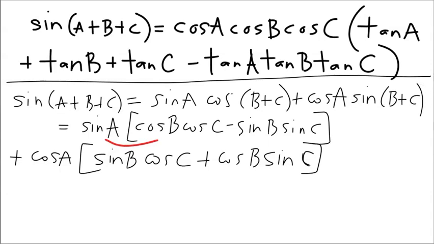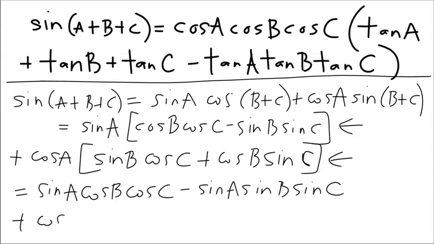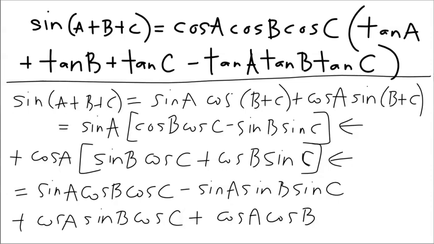Now let's expand these brackets, and that's going to be from the first term here. That's the first term. When you expand the bracket, you get sine a cosine b cosine c minus sine a sine b sine c. Likewise, next this bracket, cosine a sine b cosine c plus cosine a cosine b sine c.